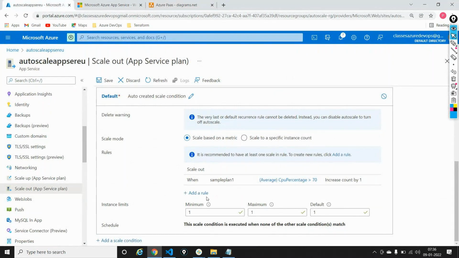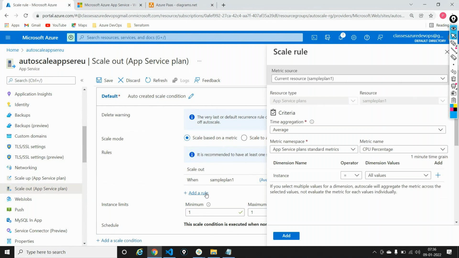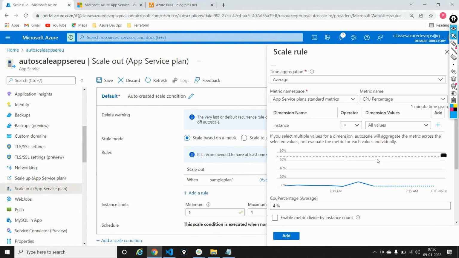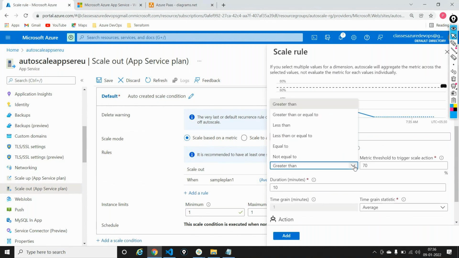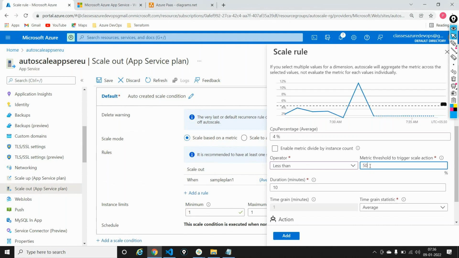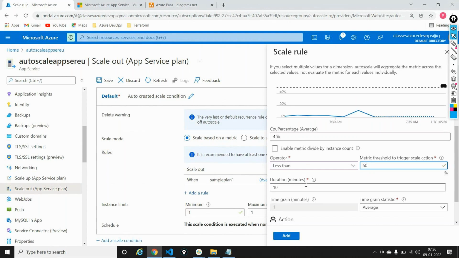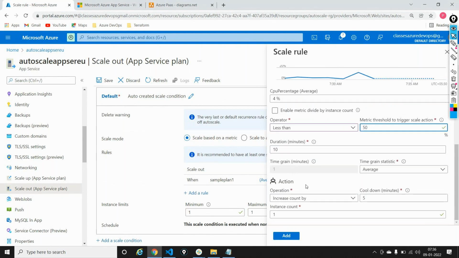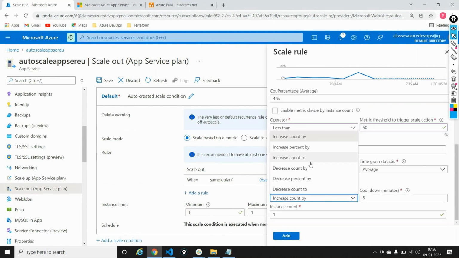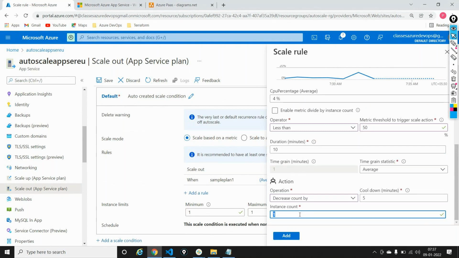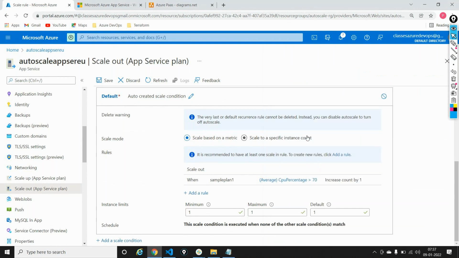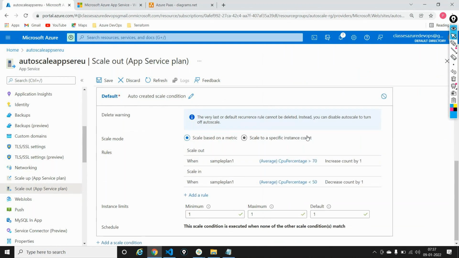I'll add another rule here, based upon the CPU percentage again. But this time I will say if the CPU percentage is less than 50% utilization for a duration of, let's say, 10 minutes, I will decrease the count by 1. I will start removing my machines that are running in the backend. I'll say okay, add. And you can also set the minimum instances that you need, the default, and the maximum.